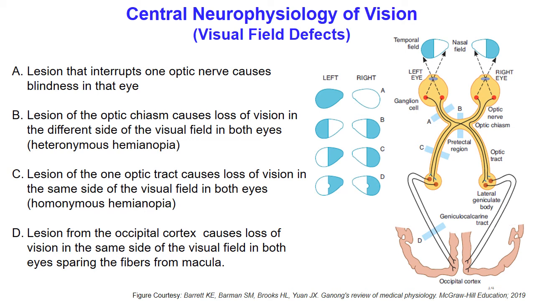While a lesion of the occipital cortex causes loss of vision in the same side of the visual field in both eyes, sparing the fibers from the macula.